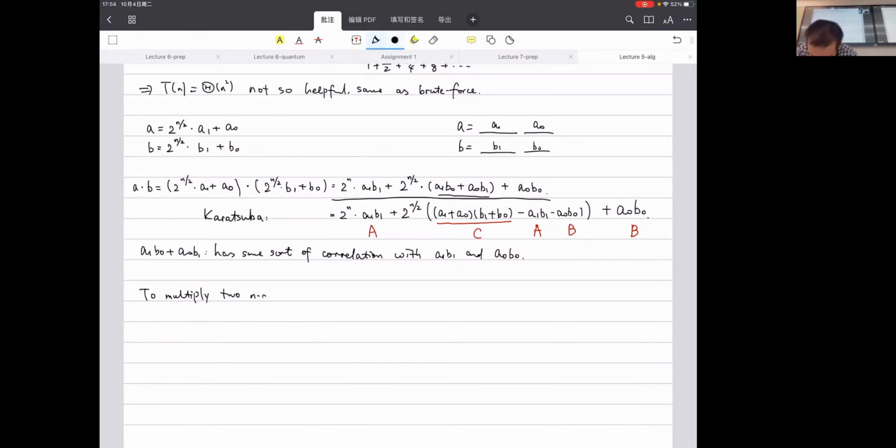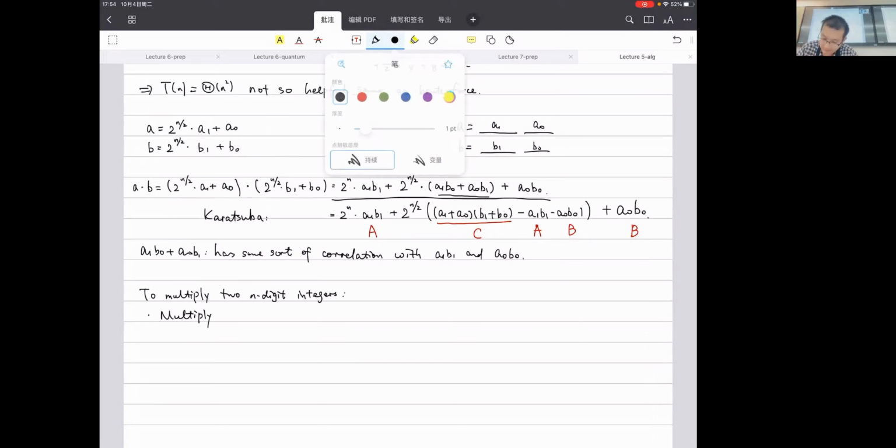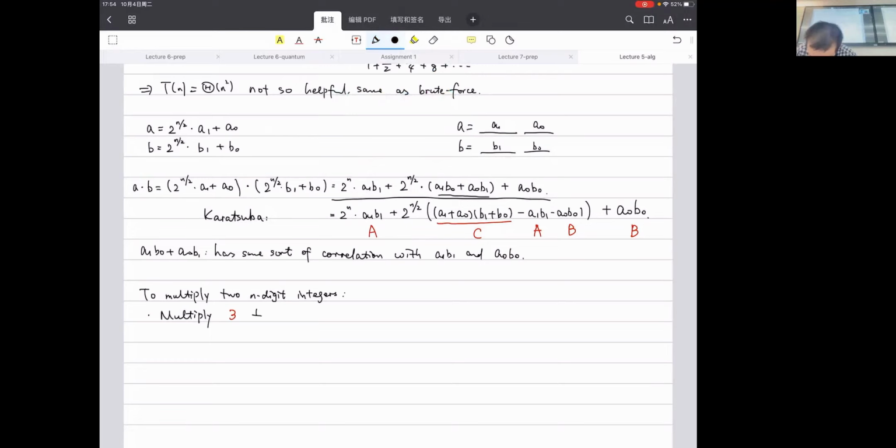So now, to multiply two n-digit integers, we are only actually multiplying 3 smaller integers. Here we are not fully rigorous, because we are talking about A1 plus A0 and B1 plus B0. To be honest, this should be an n over 2 plus 1 digit integer. But again, this is not going to influence our analysis by a lot.